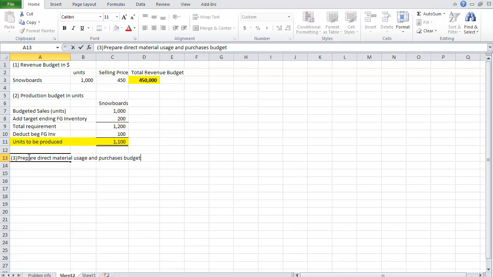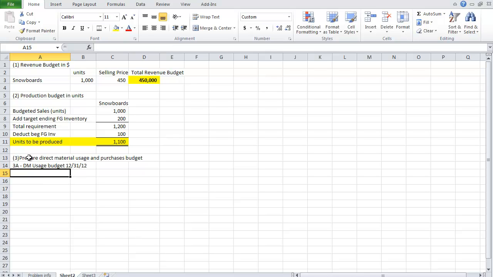The next piece of this puzzle is the direct material usage and how much we need to actually purchase. Direct material usage, I'm going to call that Schedule A. So I'm going to call this 3A, which is going to be direct material usage. And this is the budget for 12/31/12. Again, I'm going to set this up, and then I'll go fill in the blanks.